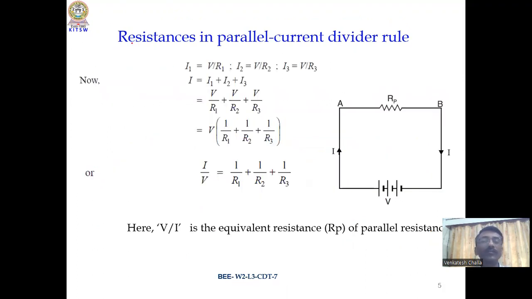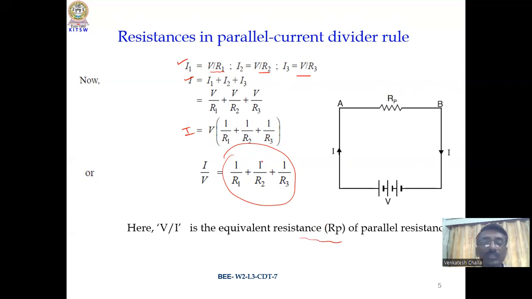Now you see here, we have written the current equations and total current. I1 is nothing but V by R1, I2 is V by R2, I3 is V by R3. So therefore, you get I is equal to V into 1 by R1 plus 1 by R2 plus 1 by R3. Now this can be written as I by V is equal to this, or V by I will be the reciprocal of this, which is nothing but the equivalent resistance of the circuit.